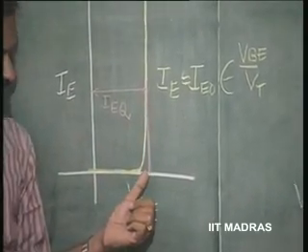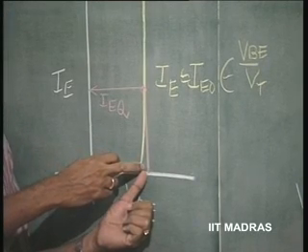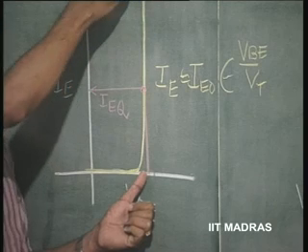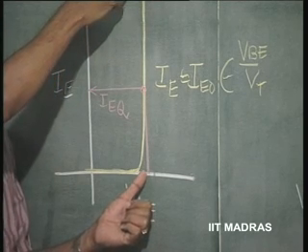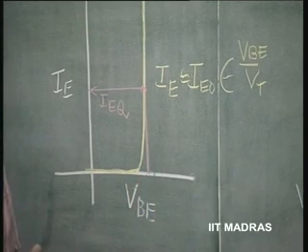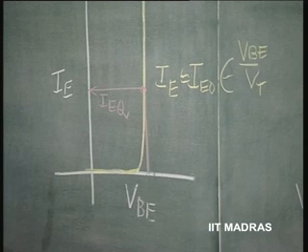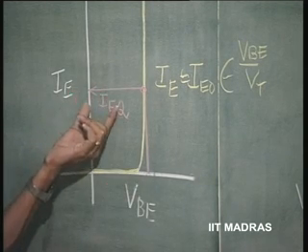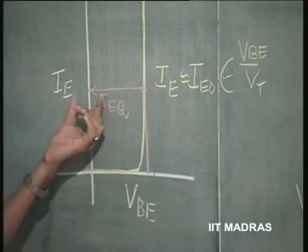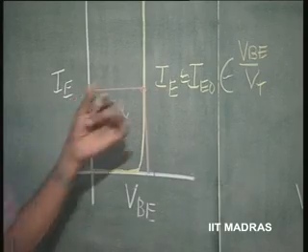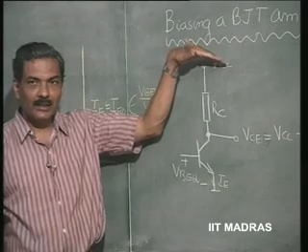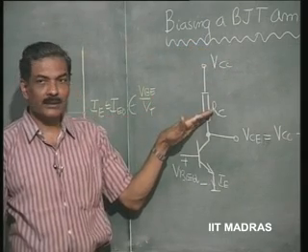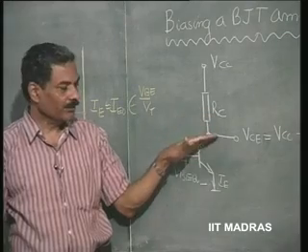Even if it is slightly different, this current is going to be maybe very low, or if it is slightly higher than this, it may go to very large current. And this is going to be causing a problem. For example, let us say I want an IEQ of 1 milliampere for this, and VCC is 10 volts, and the resistance RC is 5K. So, 5 volts comes here.